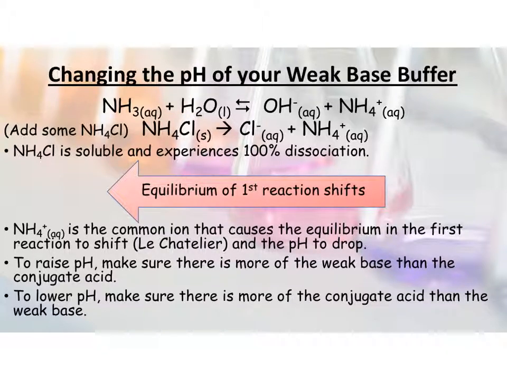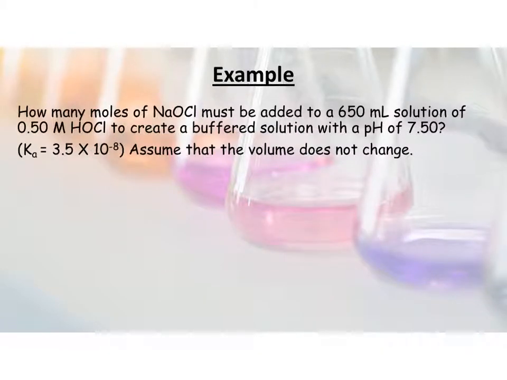Conversely, if I have a weak base buffer, I have my weak base and its conjugate acid salt. So if I want to raise my pH, you have to think of it backwards, because you're flipping the whole situation. If I want to raise my pH in a weak base buffer, then I've got to add more weak base than I have conjugate acid. If I want to lower my pH, then I need more of my conjugate acid than I have of my weak base. All right, so let's look at this example.